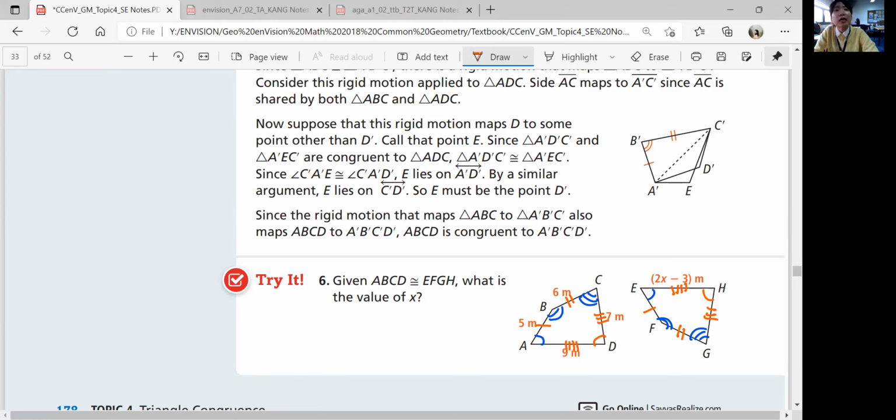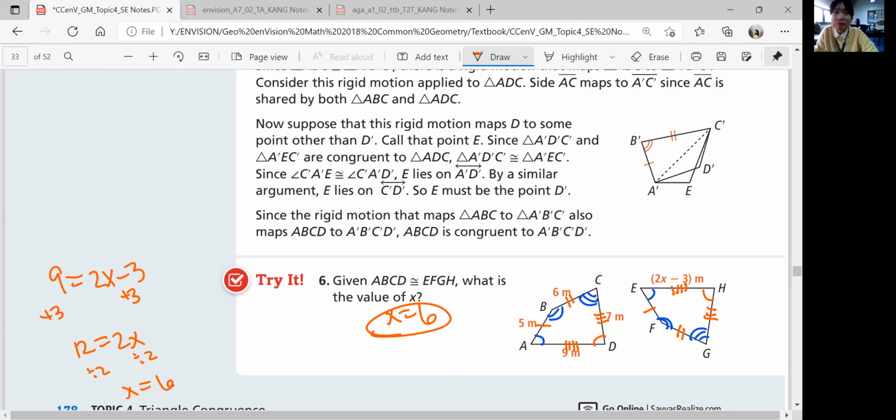We know that EH is congruent to AD. AD is 9 meters. So 9 meters should be equivalent to 2x minus 3. Now we have an algebraic expression that we can solve. Add 3 on both sides. And then we have 12 is equal to 2x. Divide by 2 on both sides. And we have x is equal to 6. x is equal to 6 is our answer.